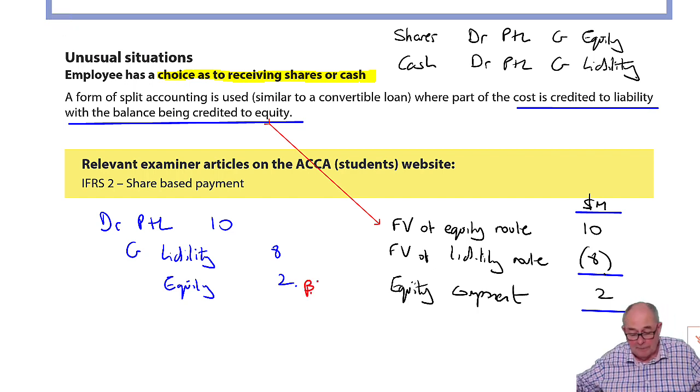Where would you find the 10 and the 8 in the exam? They'll be given to you. Where do you get the equity? It's a balancing figure. So don't lose sleep about it, but just be aware it's split accounting. Certainly it doesn't come up as often as convertible loans, but the principles are more or less the same.